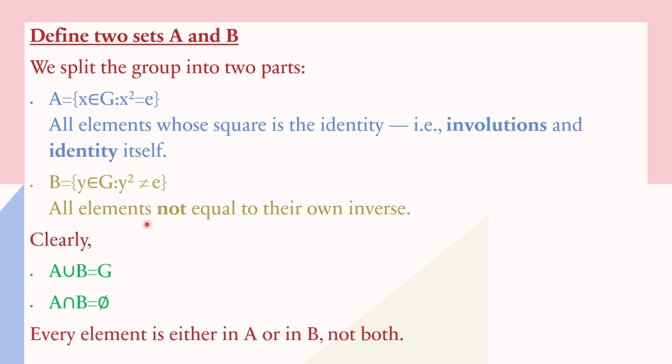Okay, clear? Clearly, A union B is equal to G. That is, when you take A and B, make a union of those two sets, you will get G, obviously because you are splitting G into two parts, right? A intersection B is equal to empty set. That is because A is all involutions and identity, and B is everything else. So when you take the intersection of those two sets, you are going to get an empty set. Every element is either in A or in B, not in both. So there is nothing common.